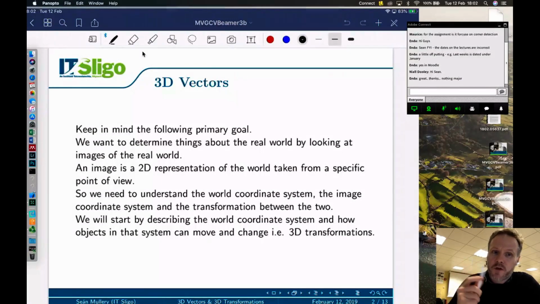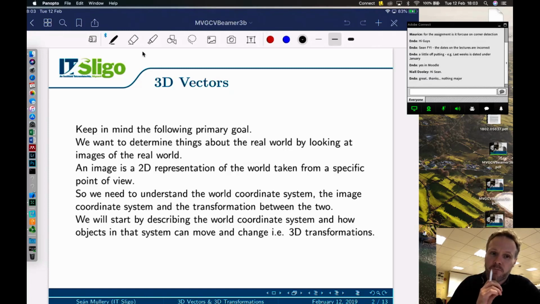We want to determine things about the real world by looking at images of the real world. So we don't have the real world generally available to us. We only have images which are two-dimensional representations of that real world, and they're two-dimensional projections of the real world. So while its 2D representation is a representation of the world from a specific point of view.